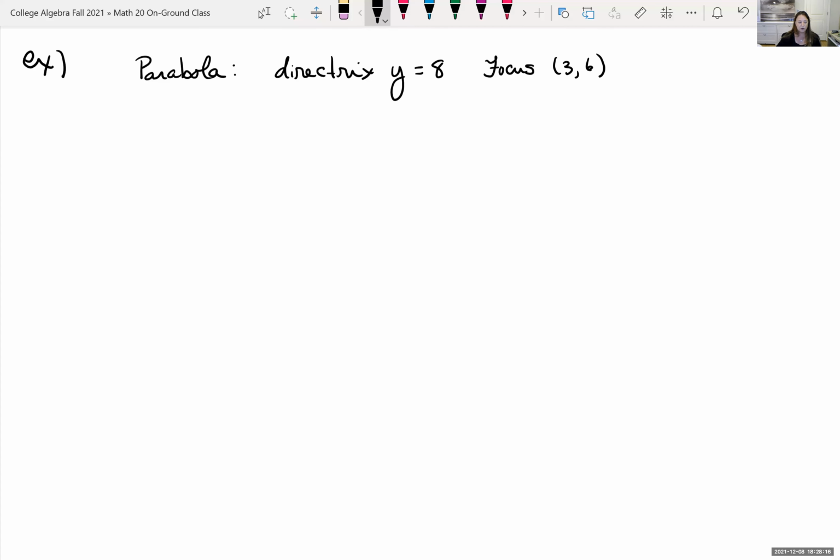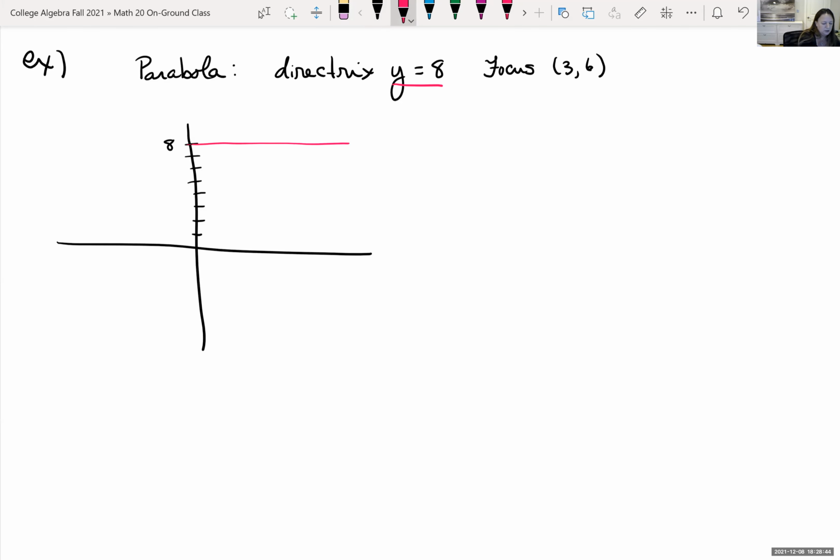So in this next example, we're given that we have a parabola. We're given that the directrix of that parabola is y equals 8, and the focus is 3, 6. Again, it helps me if I plot things so I know which way things are facing. So we have y equals 8, a horizontal line, and that is our directrix. Our focus is at 3, 6.